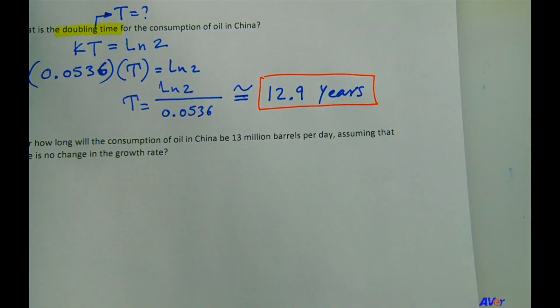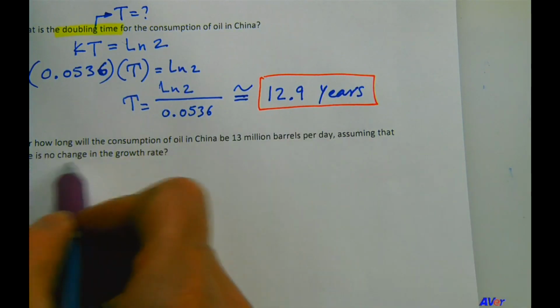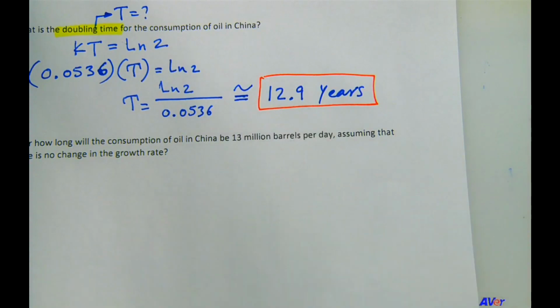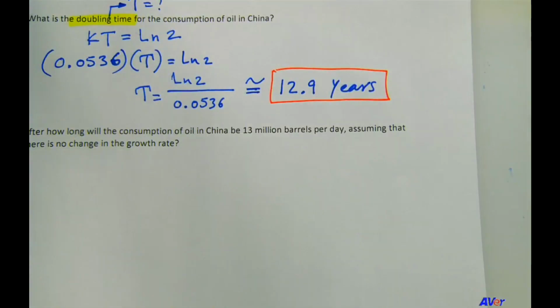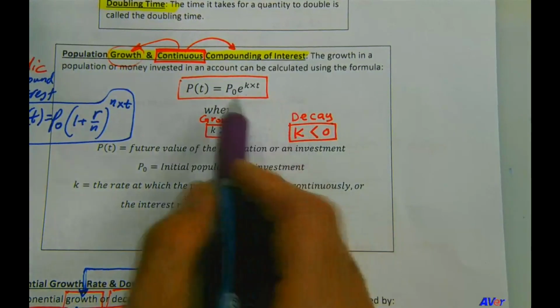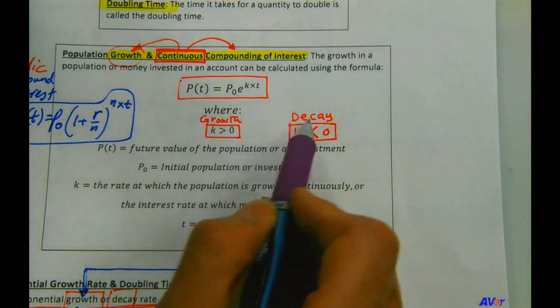Okay. All right, so part D says, after how long will the consumption of oil in China be 13 million barrels per day, assuming that there is no change in the growth rate? Well, we're almost there, but I should change this worksheet because I need to add this: when this formula is applied to decay, K must be some negative number. So K is less than 0. So I need to add that.